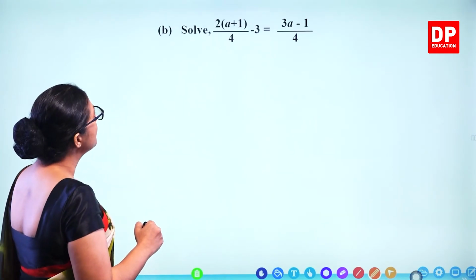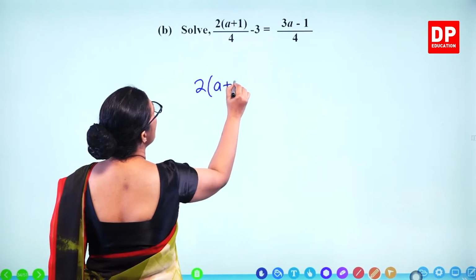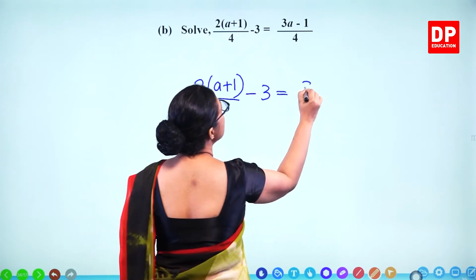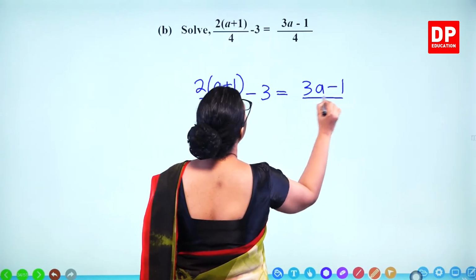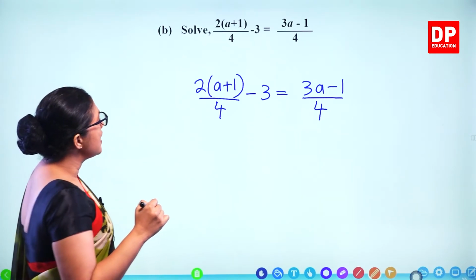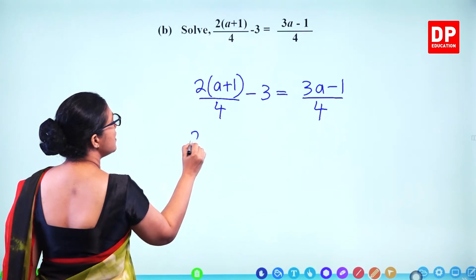Part B, solve. 2a plus 1 over 4 minus 3 equals 3a minus 1 over 4. So what is the easiest way to do? We can take this fraction to this side and the number, we'll take it to the other side.